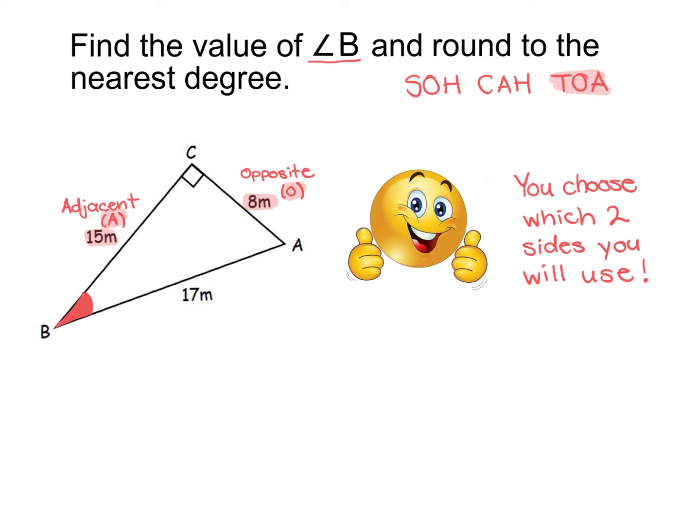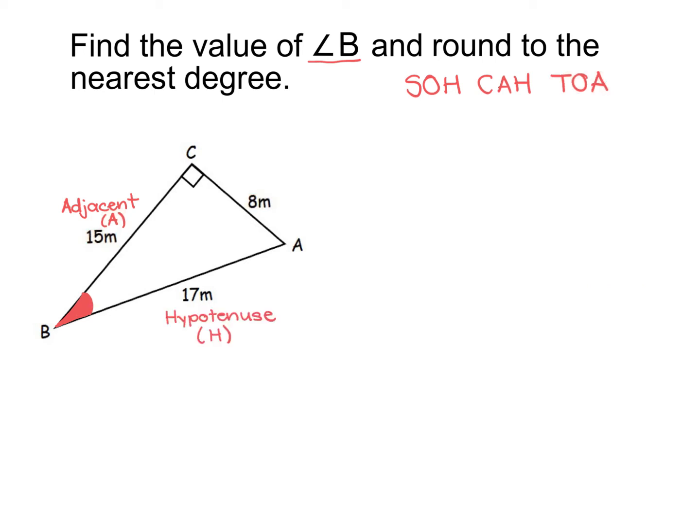Now in my case, I'm actually going to end up using, let's say, the adjacent side and the hypotenuse side, meaning I'm going to use CAH and C for cos. So I'm going to start out by writing cos, and then write the angle, which happens to be B, is equal to, now I'm going to go straight to it. Adjacent side is 15, so I'm going to write 15 on top, and the hypotenuse side is 17, so I'm going to write 17 at the bottom.